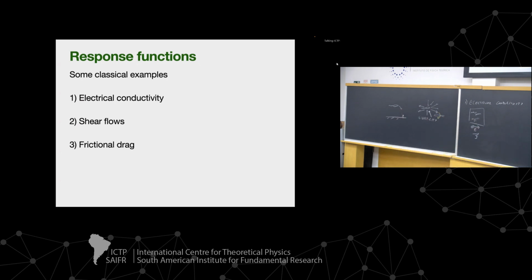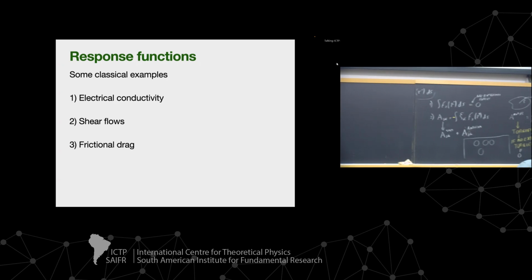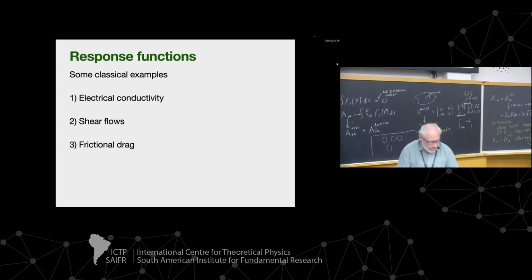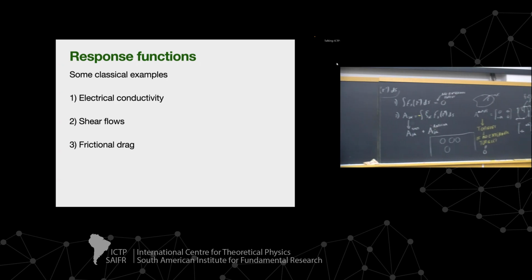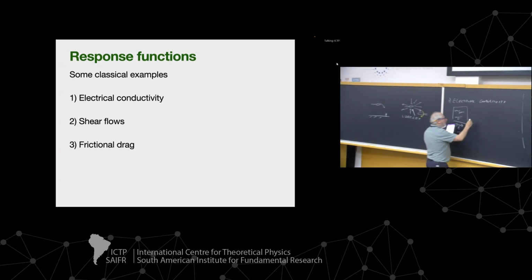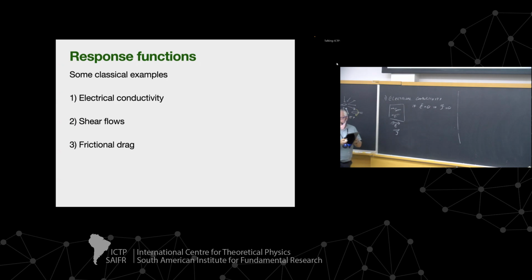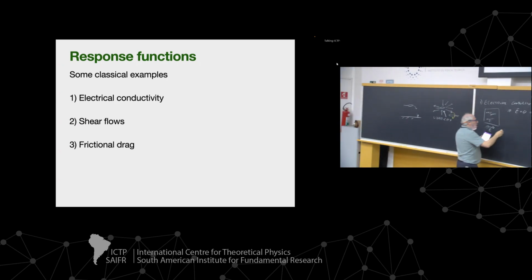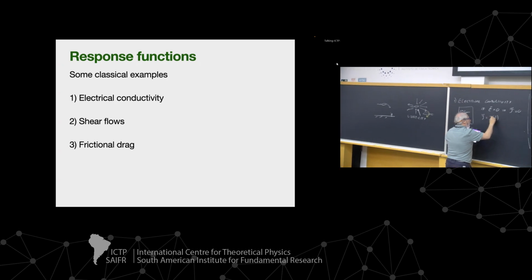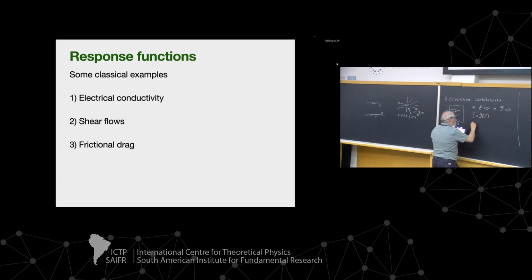So I have my notes here, but not beautiful notes. You expect that if E is 0, then J is 0. It's not a superconductor. And then the question that you want to answer is, how is J as a function of E? And Ohm tells us that J is sigma E. This is the electrical conductivity.